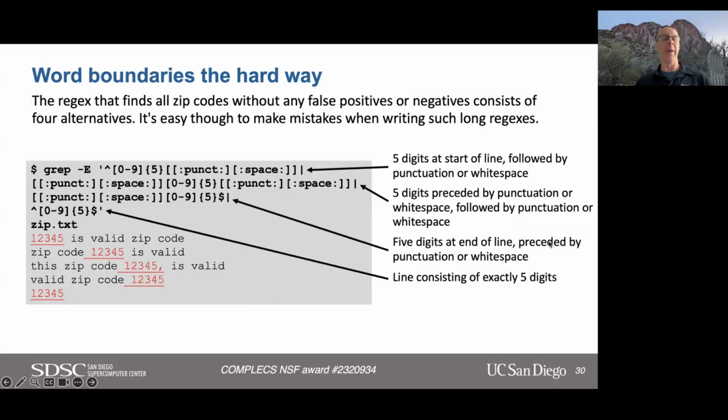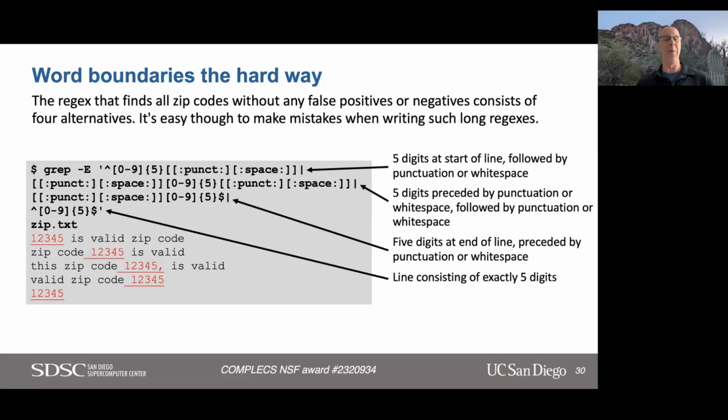So what we're going to do is put together a complex regular expression where we look at all of the different possibilities: 5 digits at the start of the line, followed by punctuation or white space; 5 digits preceded by punctuation or white space, followed again by punctuation or white space; 5 digits at the end of the line, preceded by punctuation or white space; and finally a line consisting of exactly 5 digits. I do this, and you can see now we only picked up the valid zip codes.